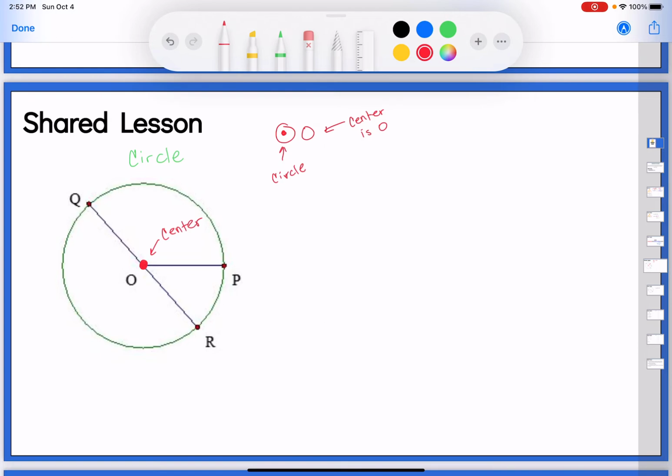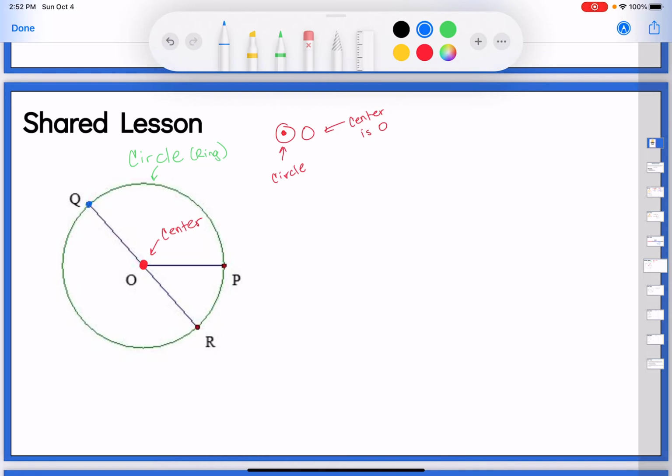But for right now, that's just a good thing to know, that when we label this circle, we label it by the center. Notice I put the circle way on the outside, and that's just to point out that the circle is only considered the ring around the outside, not everything filling it in. Again, that'll become more important later on, but just to get that idea in your heads now: the circle is only that green ring around the outside, not the whole area on the inside.